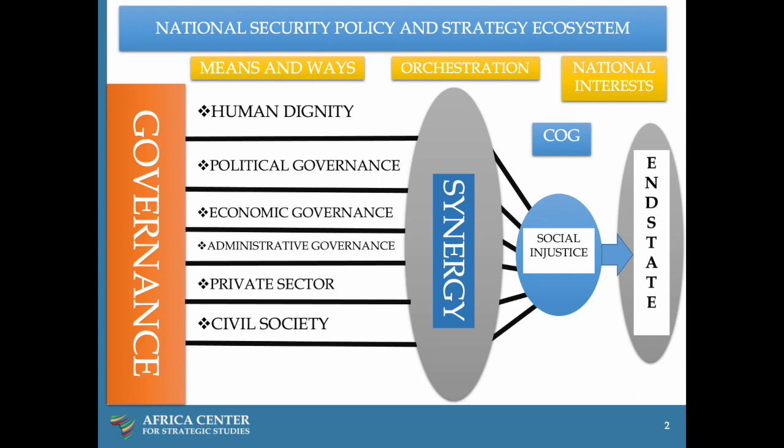Okay, the end state, I have described the national interest. Now, the COG, which is the center of gravity. I have put social justice as the hub of all challenges in our beloved continent as the core hindrance. And we can discuss the why. Why is social justice the center of gravity of all the challenges? We can discuss this during the question and answer. However, Africa has a myriad and plethora of challenges.